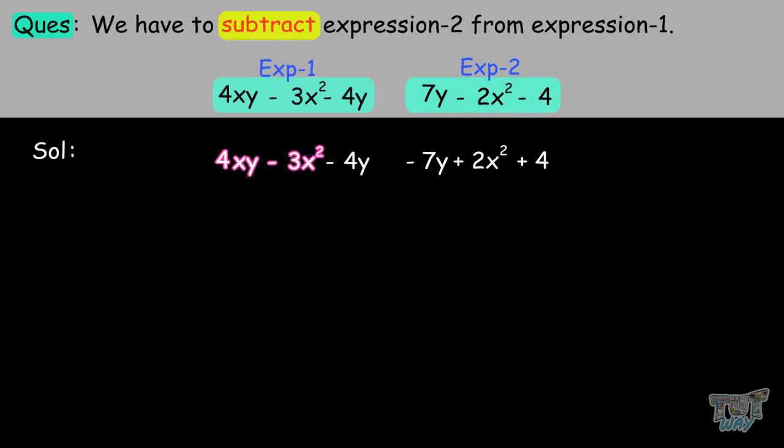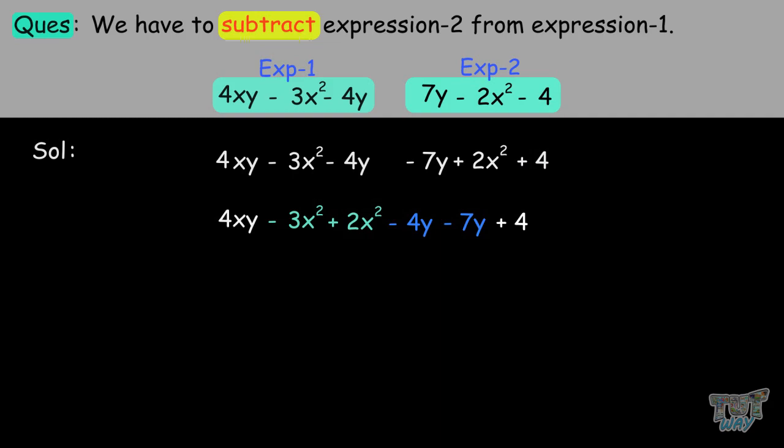And now you can go ahead and group all the like terms. So let's find out all the like terms. Now the first term is 4xy. Do we have any like terms? No, all the other terms are different. So you can just write 4xy. Now the second term is negative 3x squared. 2x squared is a like term, so write those together. And remember to keep the sign that is in front of it. Now moving on, negative 4y. This is similar to negative 7y, so write them together. And finally, we have the positive 4. There are no other constant terms, so just write positive 4 at the end.